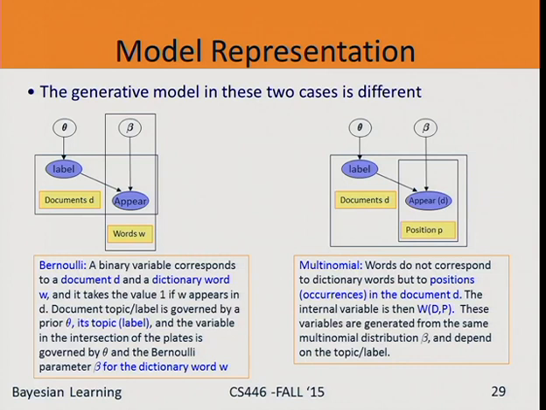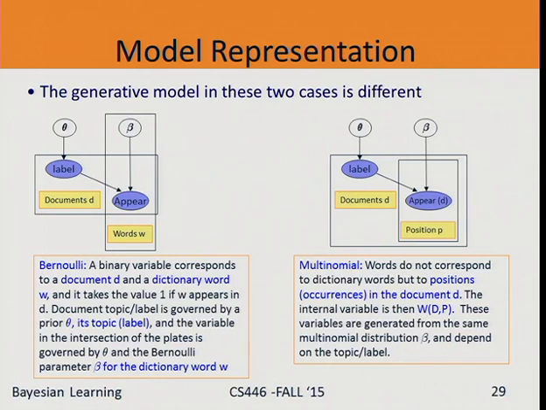Okay, so this is what is called the plate notation that people are using today in order to represent generative processes. I actually don't like this representation so much, but because it's being used, it's worthwhile knowing about it. So I'm explaining the two different distributions that we just talked about using this notation.